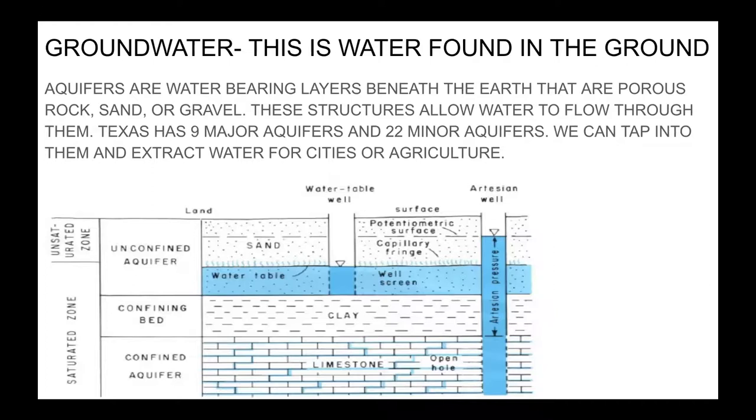If you look at the diagram below, you'll see that there are some aquifers that have what's called a confining bed. And that means a layer that's non-permeable. Water can't go through it. In this particular case, on this diagram, it's clay. And the clay causes the water to stay in the formation below. In this particular case, it's limestone, probably a karst region where it's got large holes in it and the water can flow. The Edwards Aquifer in Texas is a good example of a limestone aquifer.